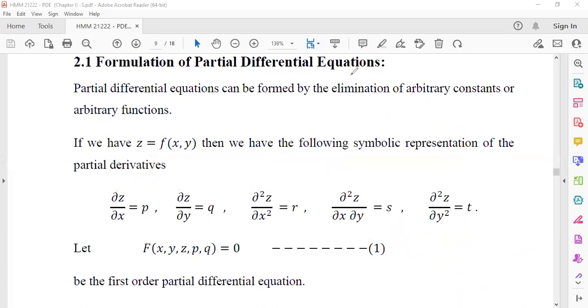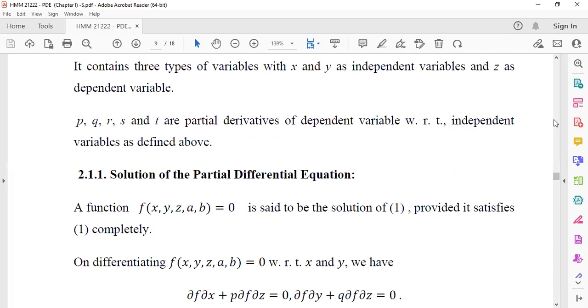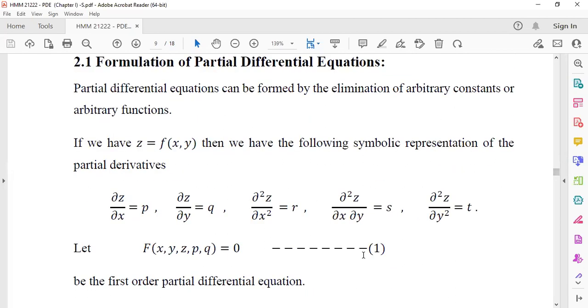Now, so let's say our functions, sorry, this.